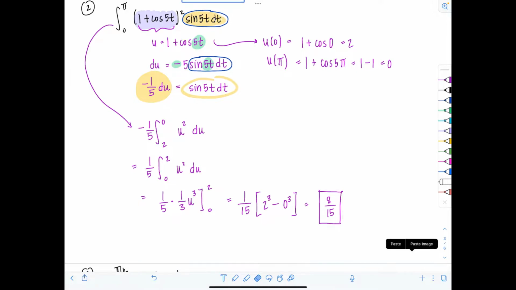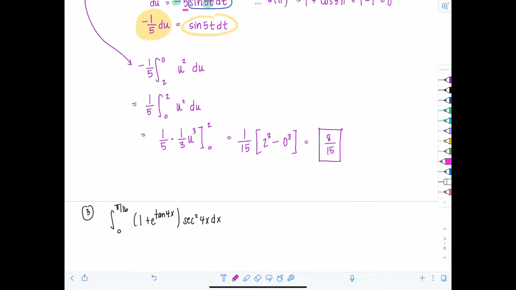Okay, did we get it right? Did you remember the chain rule? That's what most of my students forget. They forget about this 5. Okay, got a couple more fun ones.